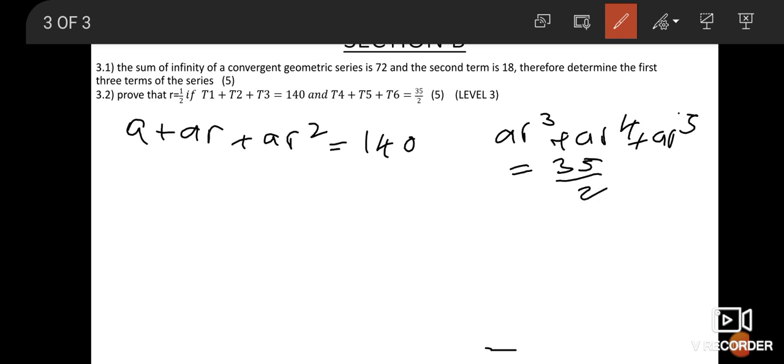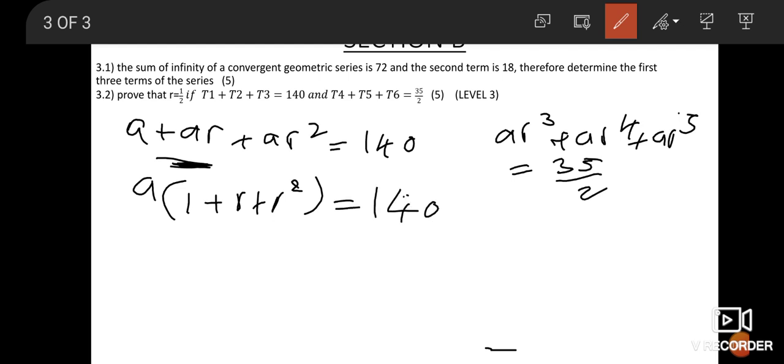Now, here comes the most crucial part. To get this sum correctly, we have to factorize. We have to take out the highest common factor in the sum. So the highest common factor in this one specifically is a. So we take out a, it becomes a times (1 plus r plus r squared) equals 140. And for this one here, the highest common factor is ar cubed. So it's going to be 1 plus r plus r squared equals 35 over 2.